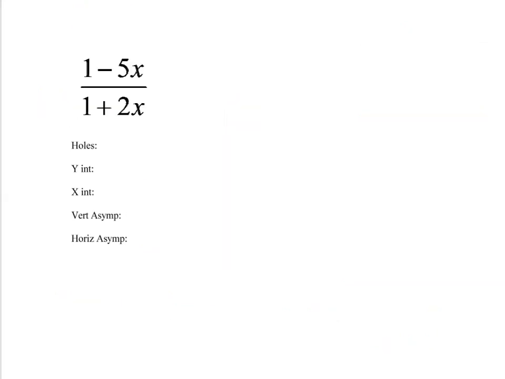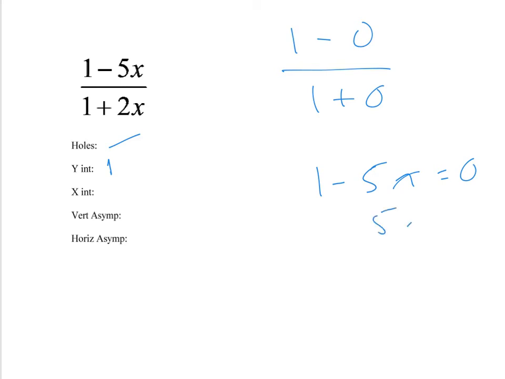Let's try another one. This is 1 minus 5x over 1 plus 2x. It's already factored. There are no common factors, so once again I have no holes. My y-intercept is going to be found when x is 0. I have in essence 1 minus 5 times 0, which is 0, over 1 plus 2 times 0, which is 0. So I have 1 over 1, which is 1. The x-intercept is going to be found by letting the numerator be 0, so 1 minus 5x is equal to 0. If I solve that for x, I get 5x is equal to 1, so x is equal to 1/5. So that's my x-intercept.